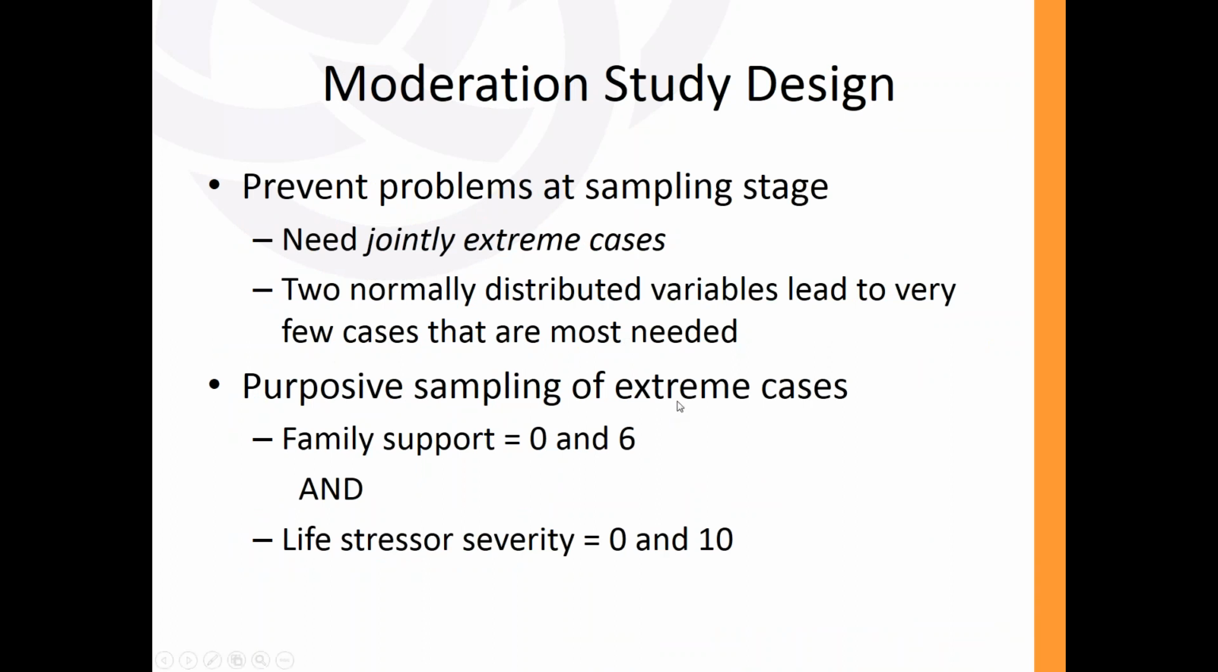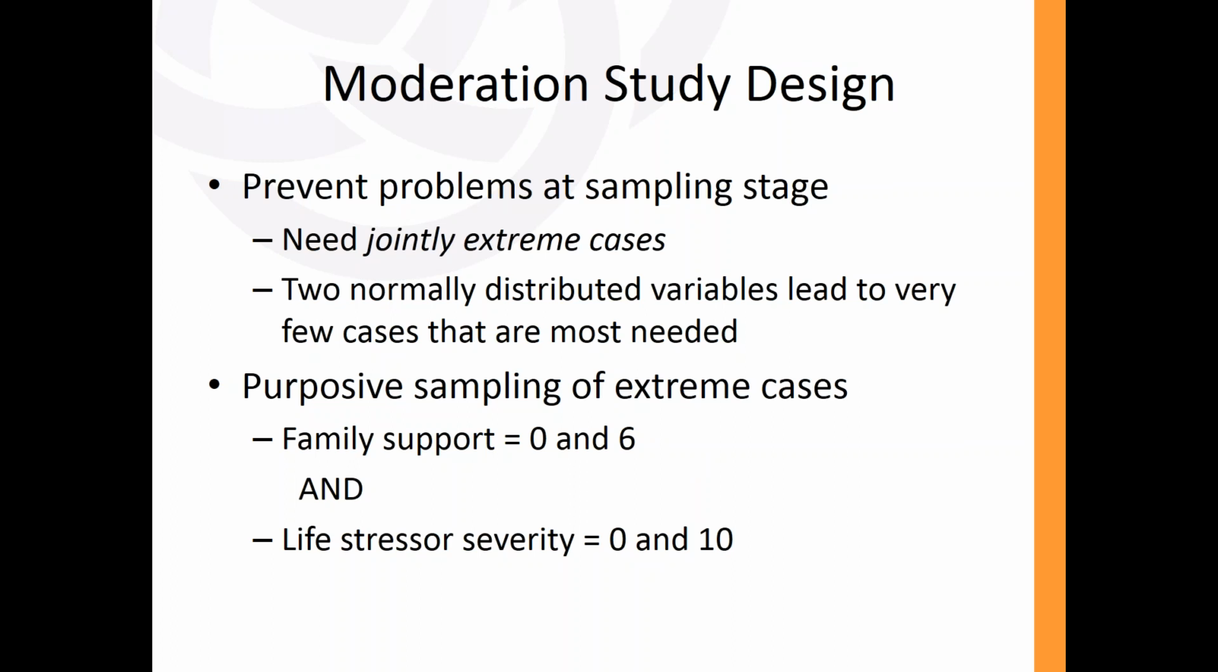So that's why you have to use purposive sampling in your data collection phase, so that you get, again, folks with low family support and high family support and low stressor severity and high stressor severity. That way, you can actually get a robust model in place. Otherwise, it kind of tends to fall apart.